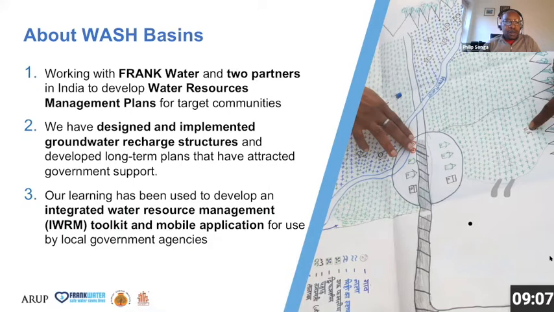And during that time, we've worked with the NGOs to design and implement groundwater recharge structures, as well as developing these long-term water resources management plans, which in the end have attracted funding support from the government. And coming out of that 2 years of work with these two NGOs is the Integrated Water Resource Management Toolkit and the Android mobile app, which government agencies and NGOs can use.